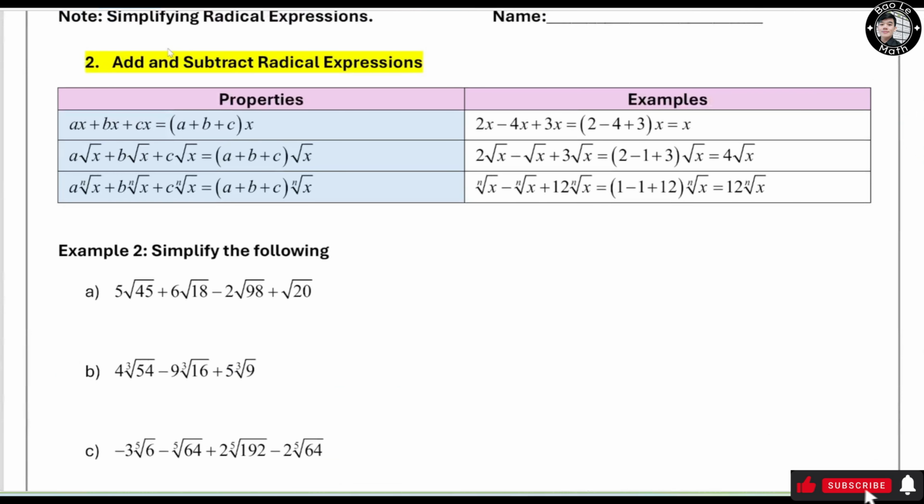Now let's move on to the second one. We're going to add and subtract radical expressions. Now if we have ax plus bx plus cx, we can factor x out.